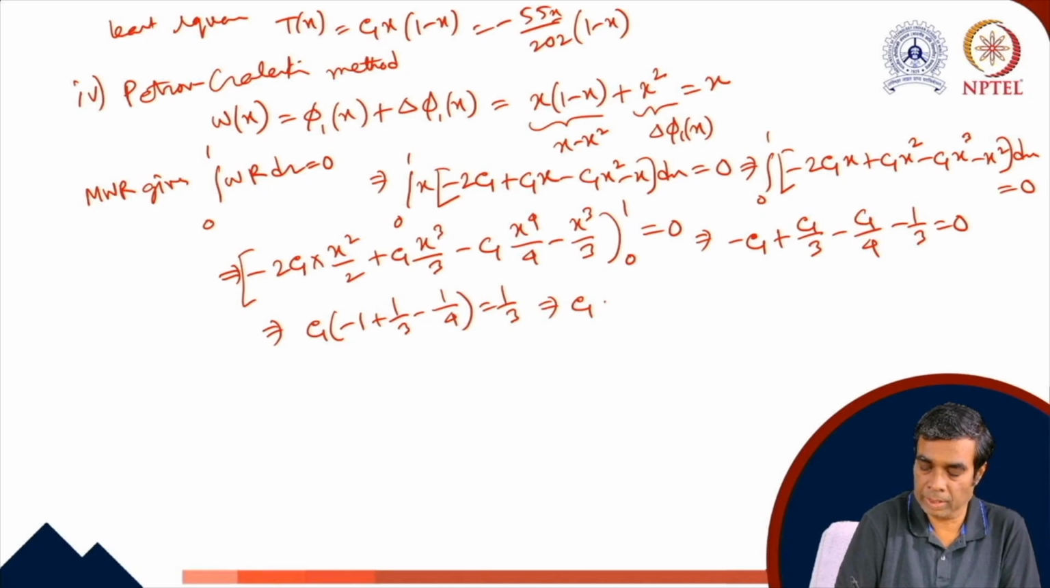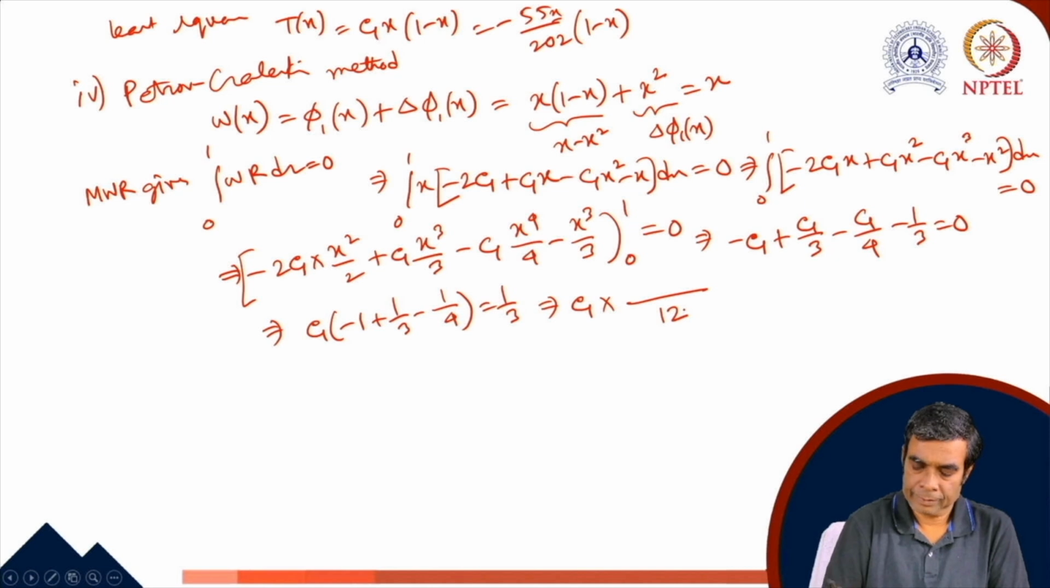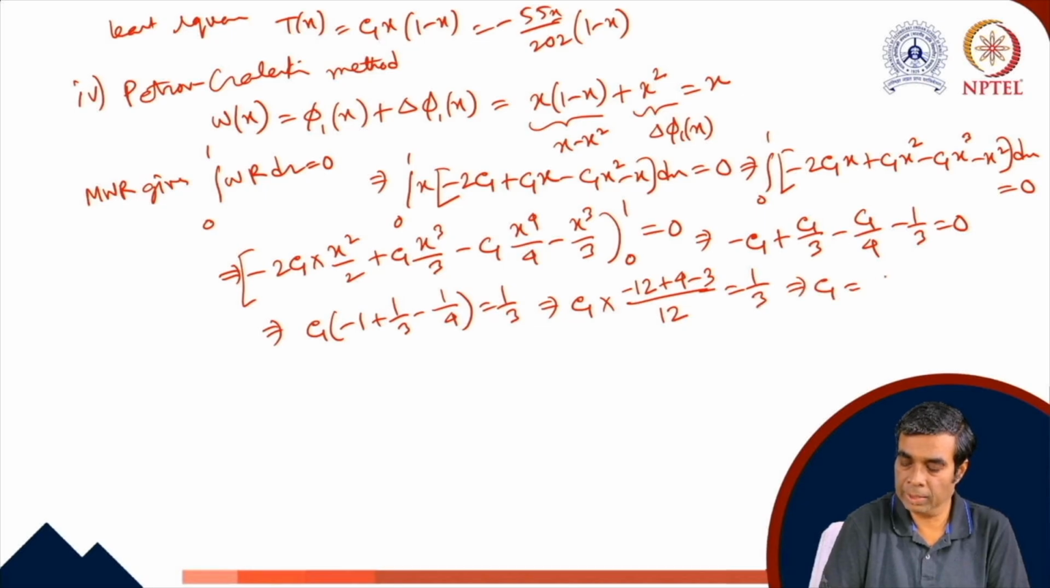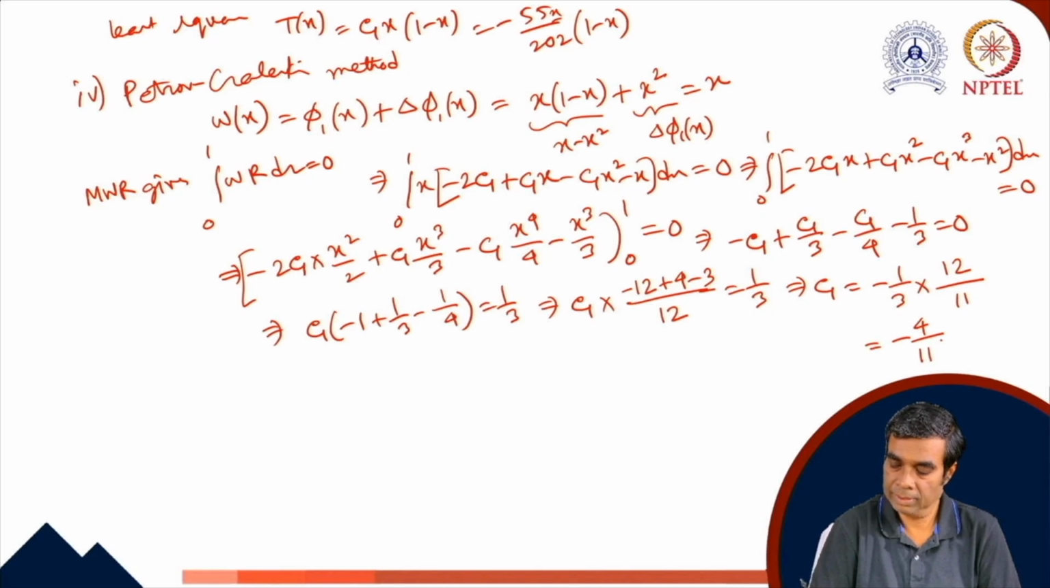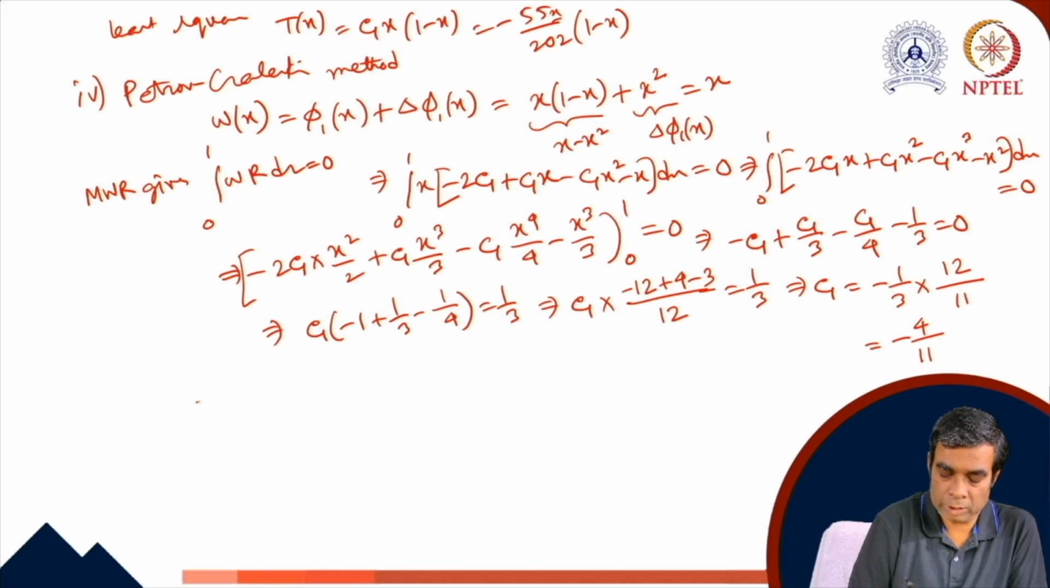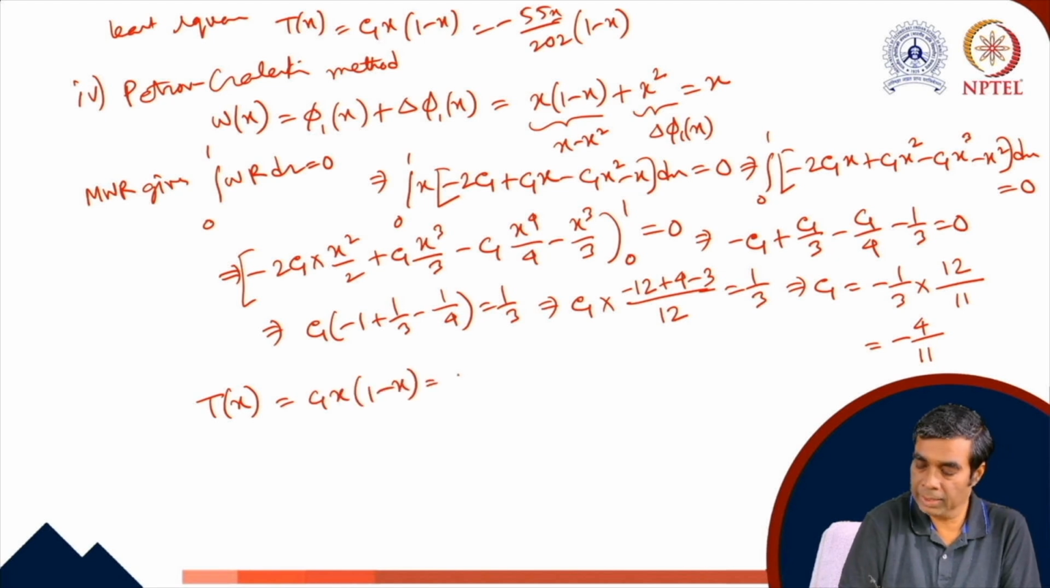This gives c1 into 12. Here it is minus 12 plus 4 minus 3 equals to 1 by 3. This gives c1 equals to minus 1 by 3 into 12 by 11. So it gives us minus 4 by 11. So for the PG method, our approximate solution is Tx equals to C1x into 1 minus x, C1 is minus 4 by 11, x into 1 minus x.